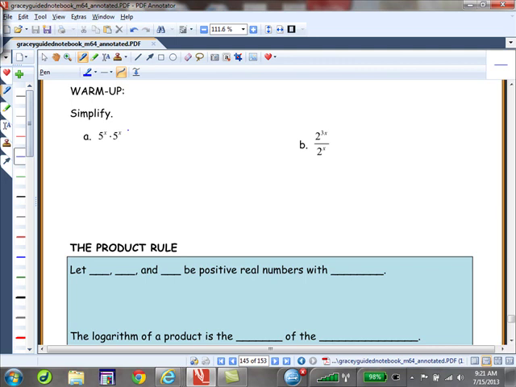Okay, so for the first one, we are multiplying the same base. So when we multiply same base, we add the exponents. So you get 5 to the x plus x, which is 5 raised to the 2x. Right? So remember, when you are dealing with exponents and you're multiplying same base, you add the exponents. And over here, you have the same base, you're dividing, so you subtract exponents. So we'll get 2 raised to the 2x.